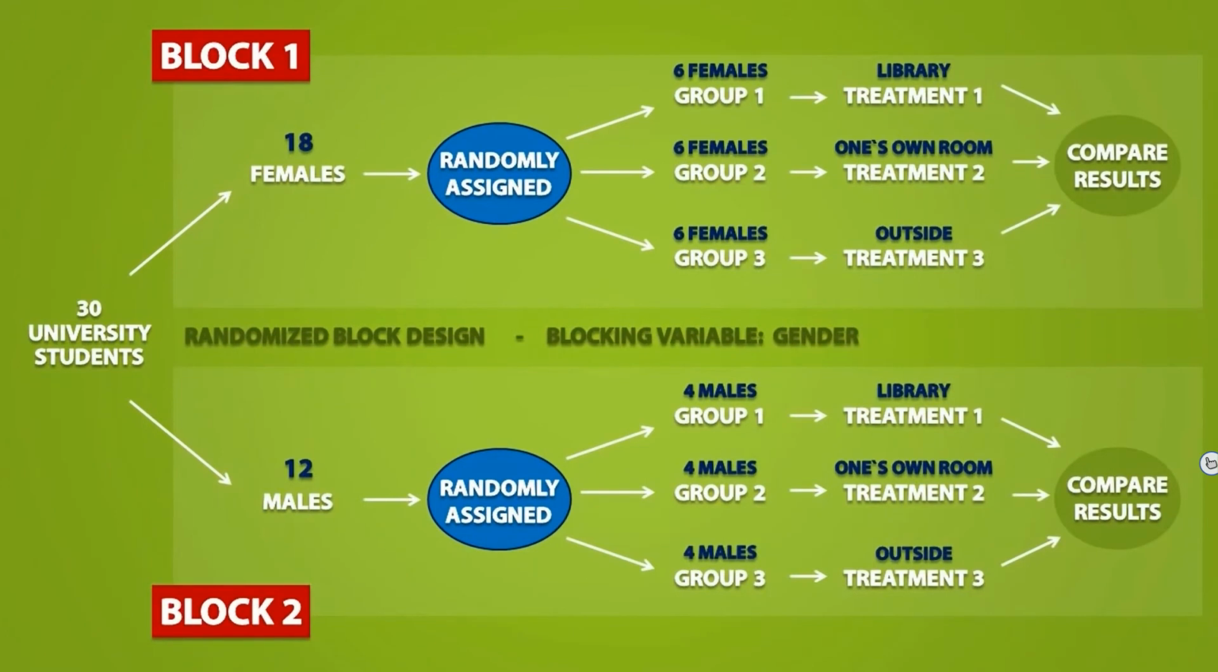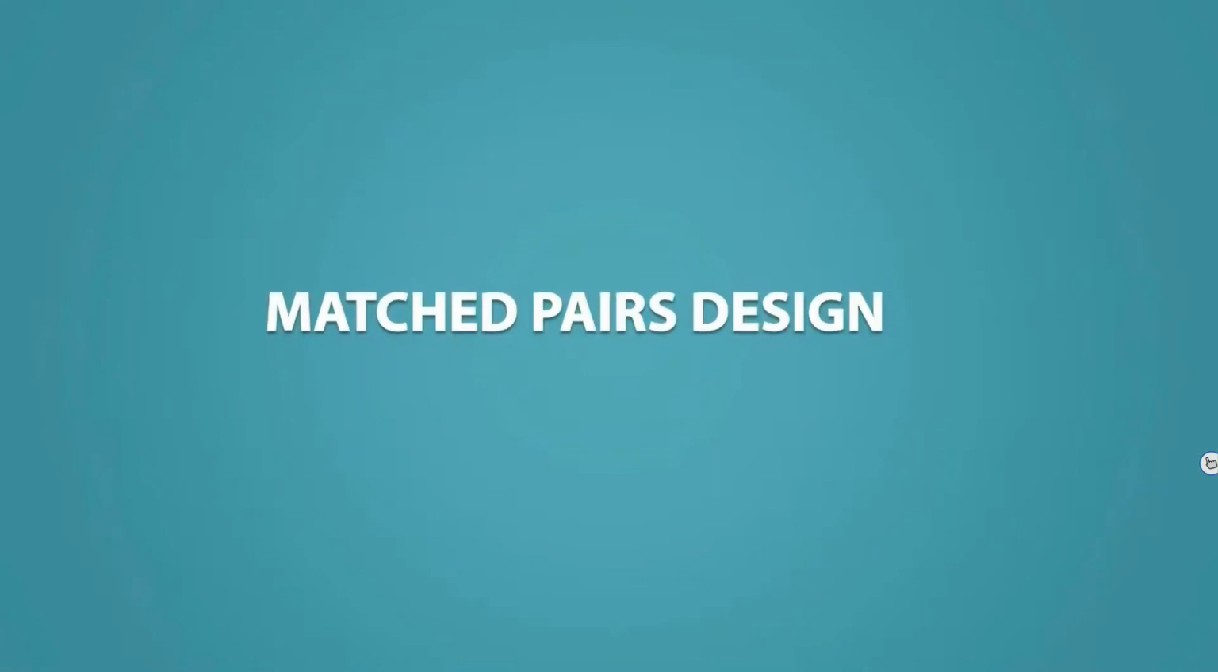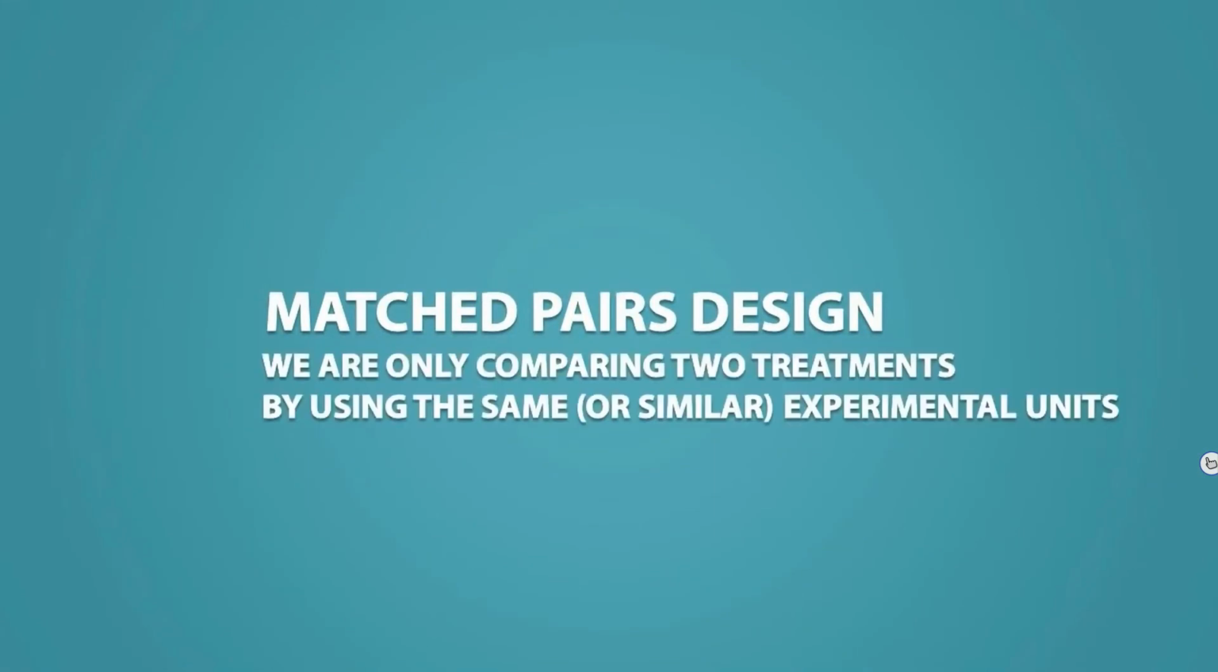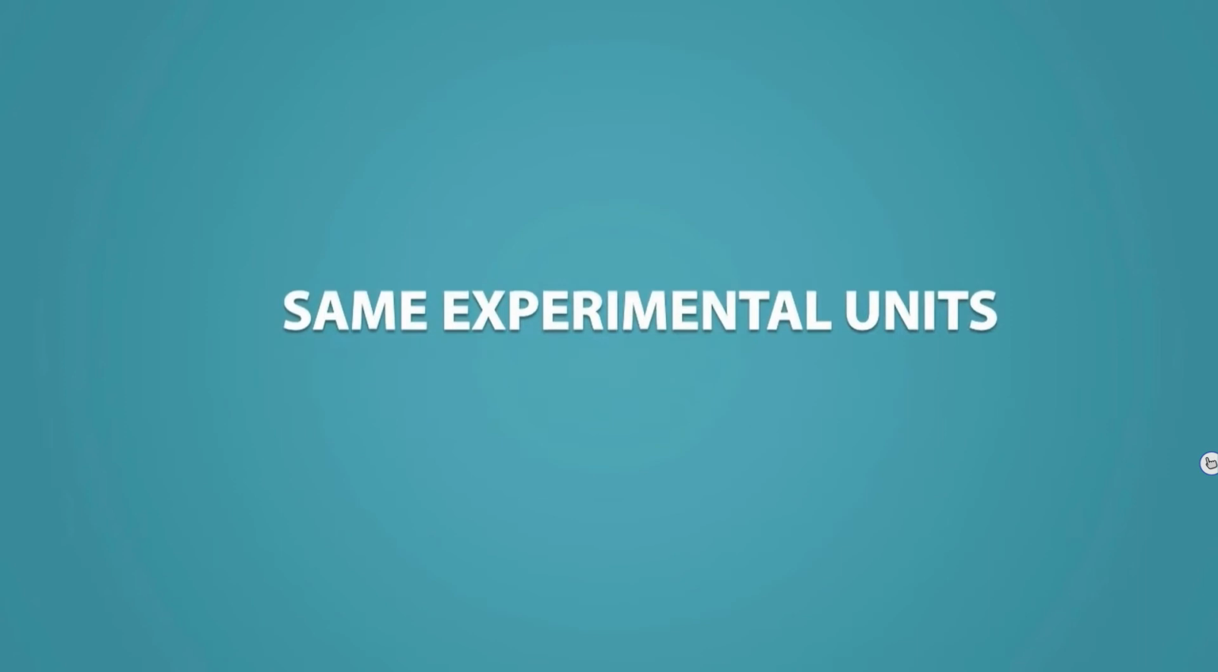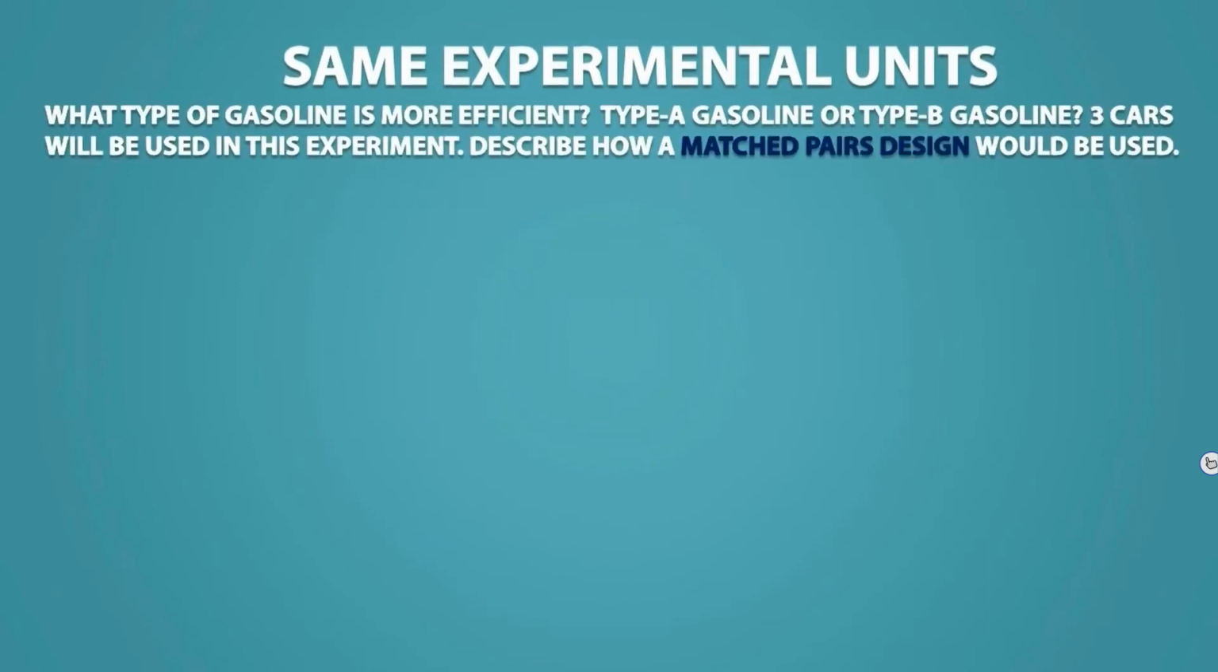The last type of experiment we'll talk about is the matched pairs design. In a matched pairs design, we are only comparing 2 treatments by using the same or similar experimental units. If we are using the same experimental units, we could have an example like this. What type of gasoline is more efficient? Type A gasoline or type B gasoline?